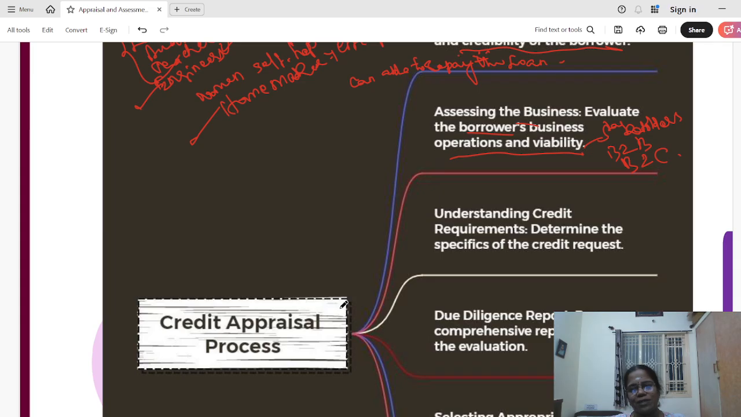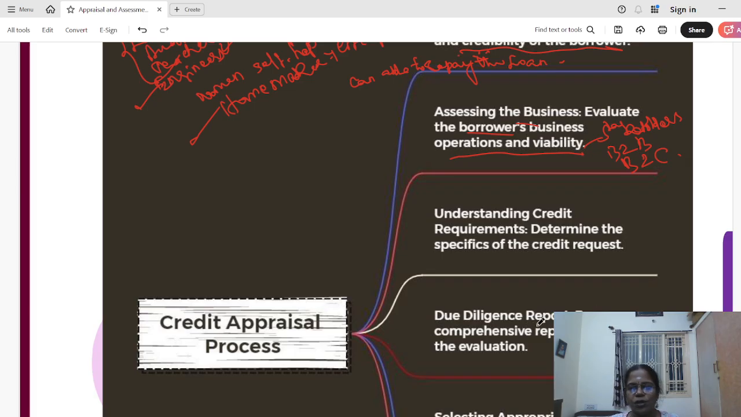Understanding credit requirements. They should understand the credit requirement of that particular borrower. They have to determine the specifics of the credit request, how much credit will be requested by the borrower. The borrower can ask, "I request 50 lakhs, 60 lakhs, 70 lakhs or 1 crore." Whatever request they make, they have to check whether it is valid or not before sanctioning the loan.